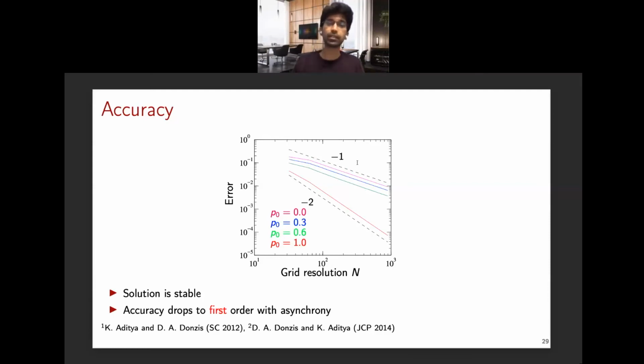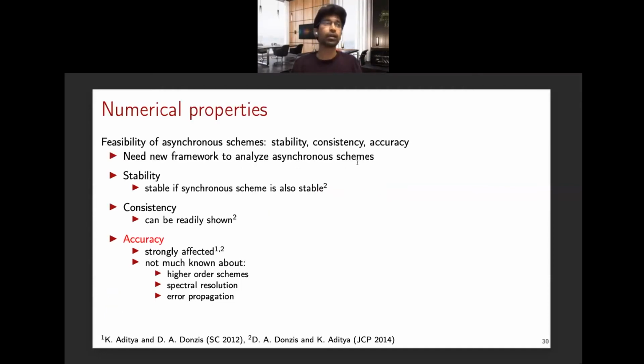So can we explain this behavior that we have seen from the numerical experiments? For this, we have developed a new framework which takes into account the stochastic nature of the numerical method, right? And we try to analyze the stability, consistency, and accuracy. So in terms of stability, what we have observed is that if the basic scheme in the synchronous case remains stable, it will continue to remain stable even in the asynchronous case. And we can also show the consistency of these methods, and these are presented in the references here. But what I will talk about in the next few slides is about the accuracy, which strongly gets affected, as you have seen in the previous graph.